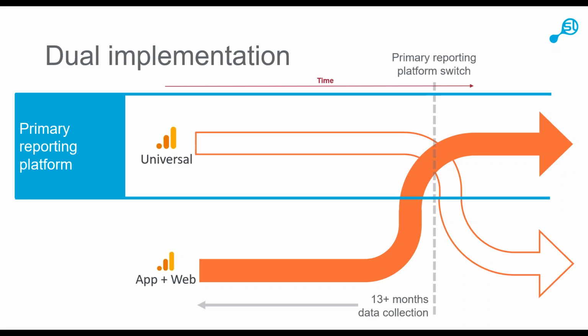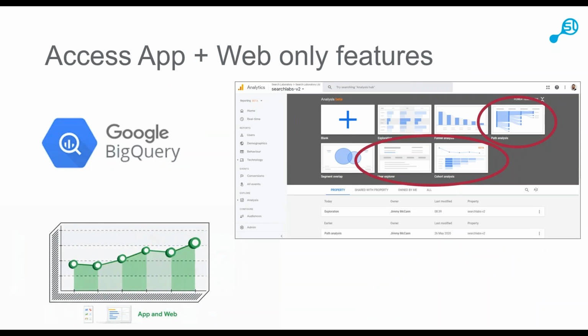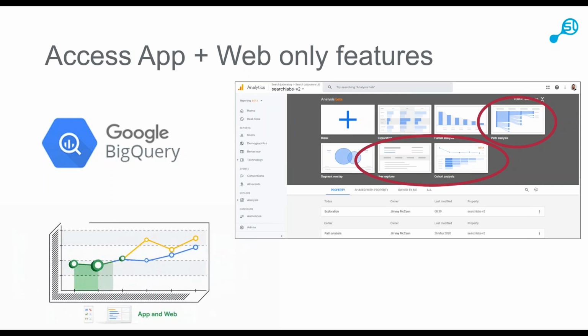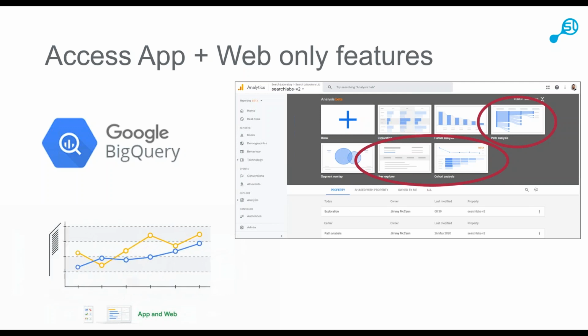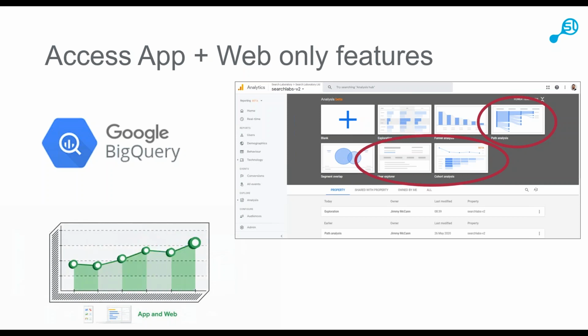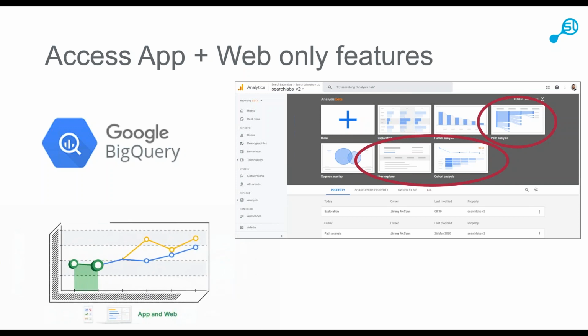It also gives you time to wean onto it and get buy-in from various stakeholders and get trained up on using it. The other reasons are that right now there are some excellent features. As I said, there are those bespoke reports that are App and Web only. We've got the Google BigQuery integration for all, not just GA360. And finally, it's that unification of the user across App and Web and across different devices.